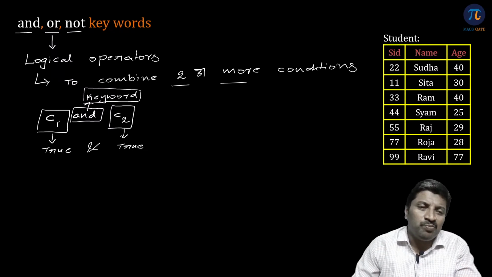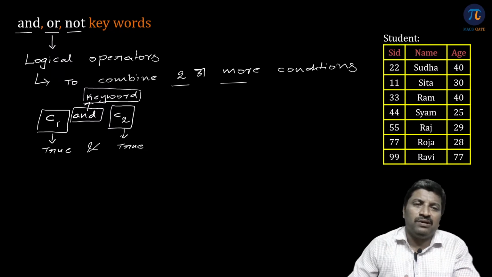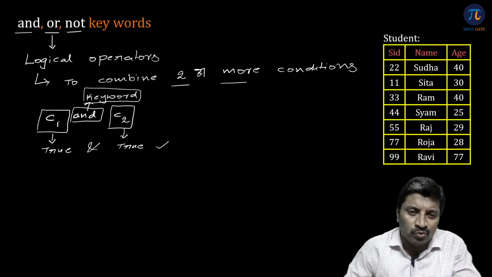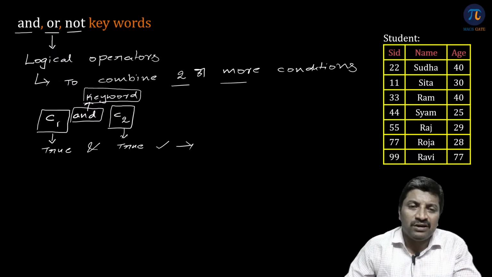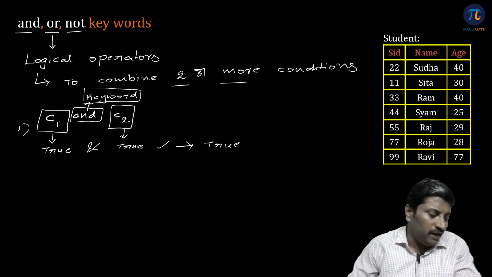Fine. So hope you know what the AND symbol is. Whenever both conditions are true, then only it will give the result. That is the first one, AND.